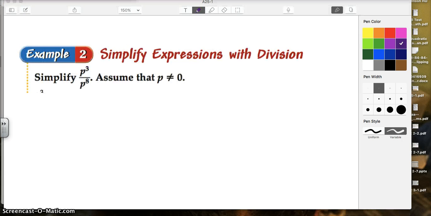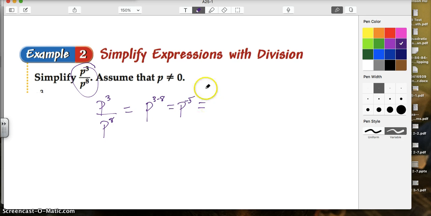Here in example 2, we're going to simplify an expression that is division. Remember, when we simplify, we ultimately do not want to have a negative exponent. So let's see what happens here. This looks like a great candidate for the rule number 2 because we're dividing. So p to the third power over p to the 8th is equal to p to the 3 minus 8 power, which is then p to the negative 5th. Here's what I want to hold on to for a second. We would actually write this from rule number 7, 1 over p to the 5th, right? Because that keeps us from having a negative exponent.